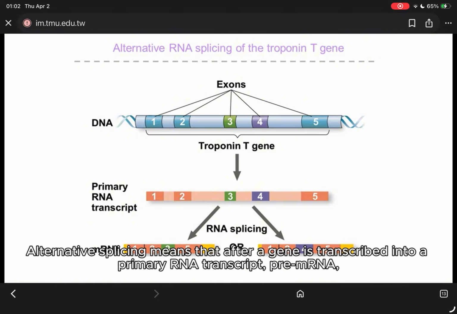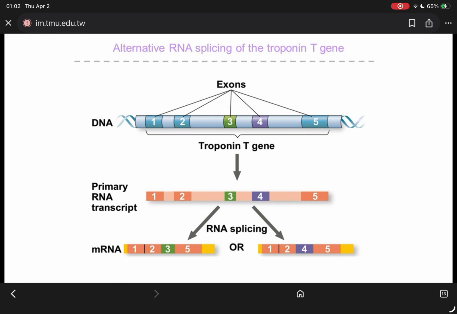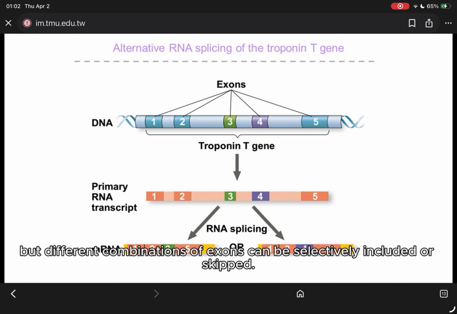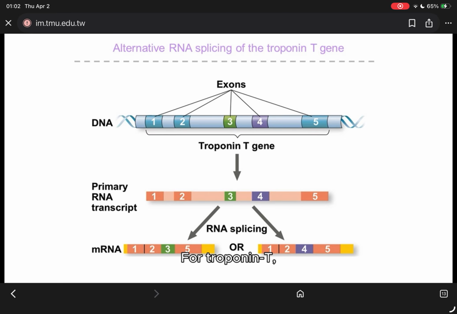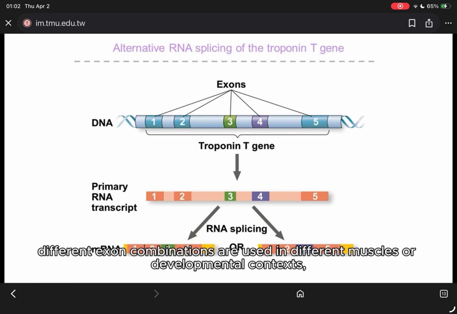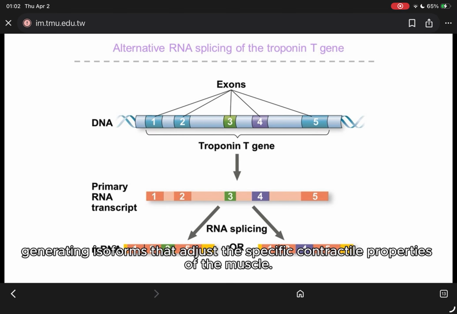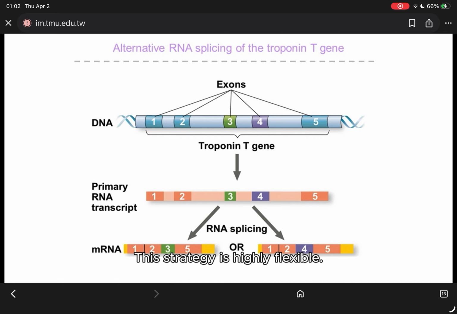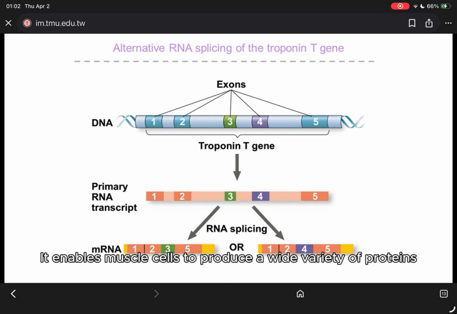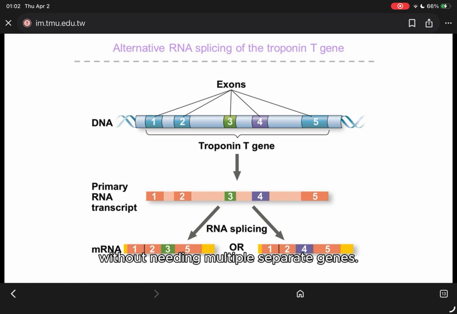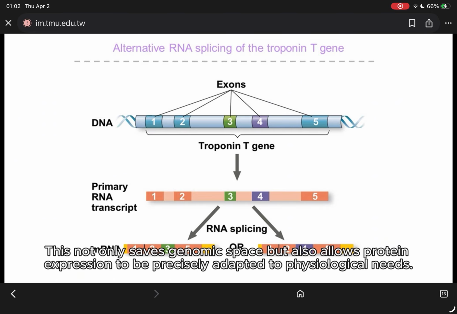Alternative splicing means that after a gene is transcribed into a primary RNA transcript, pre-mRNA, introns are removed, but different combinations of exons can be selectively included or skipped. For troponin T, different exon combinations are used in different muscles or developmental contexts, generating isoforms that adjust the specific contractile properties of the muscle. This strategy is highly flexible. It enables muscle cells to produce a wide variety of proteins without needing multiple separate genes. This not only saves genomic space, but also allows protein expression to be precisely adapted to physiological needs.